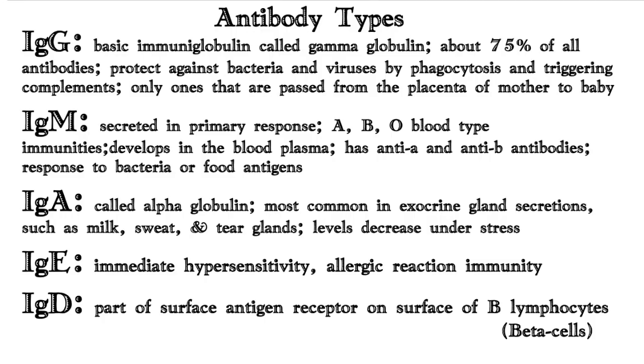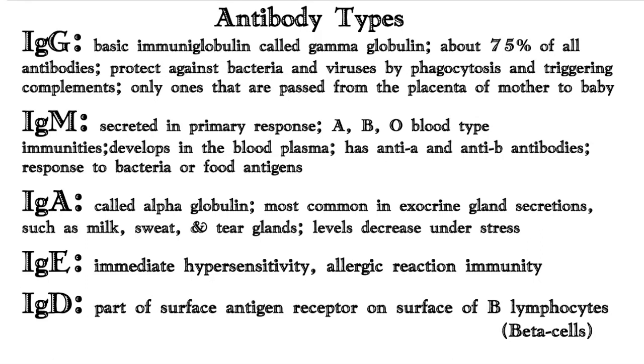Now there are 5 antibody types. The basic Ig or immunoglobulin, this is called immunoglobulin G or immunoglobulin gamma. This is about 75% of all antibodies. This protects against bacteria and viruses by phagocytosis, and this is the only one that's going to be passed from placenta of mother to baby.